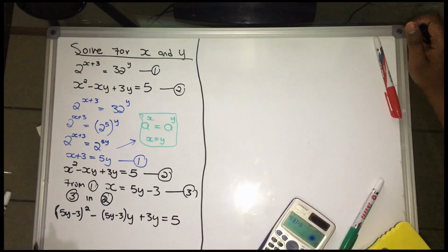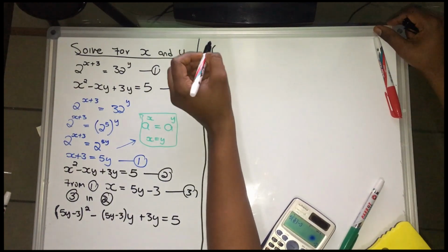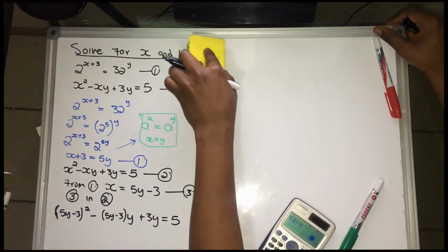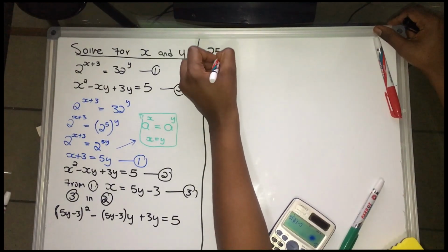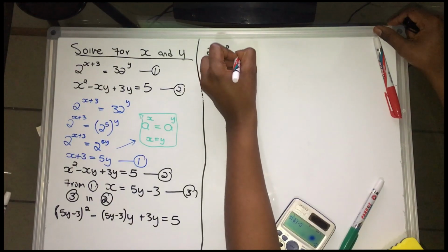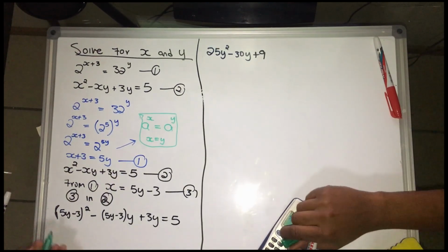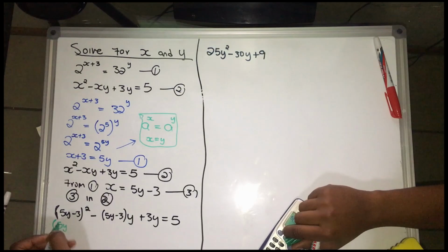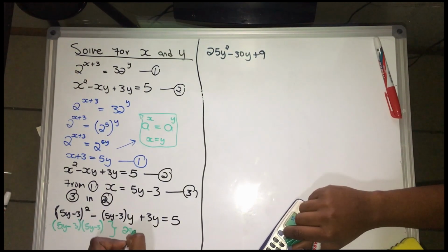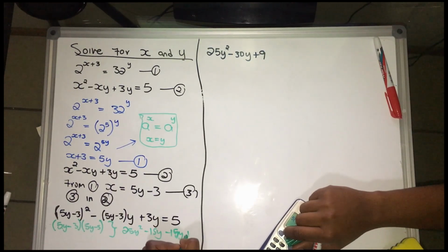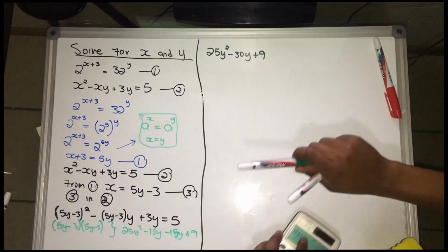Okay, so simplifying this, we get 25y squared minus 30y plus 9. This comes from the fact that it is the same as (5y minus 3) times (5y minus 3). When you multiply those out, 5 times 5 gives 25y squared, 5 times minus 3 gives minus 15y, the other 5 times minus 3 gives minus 15y, and then plus 9. That's how we get this.